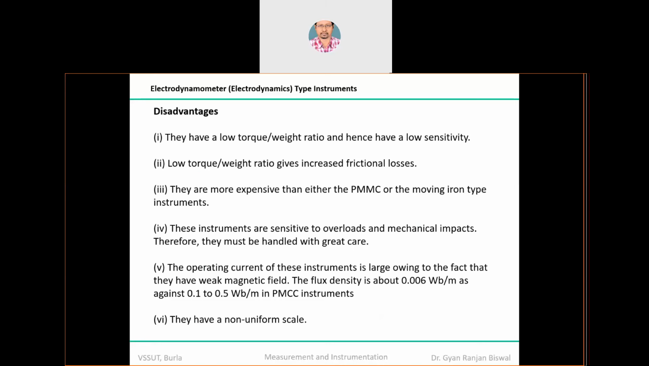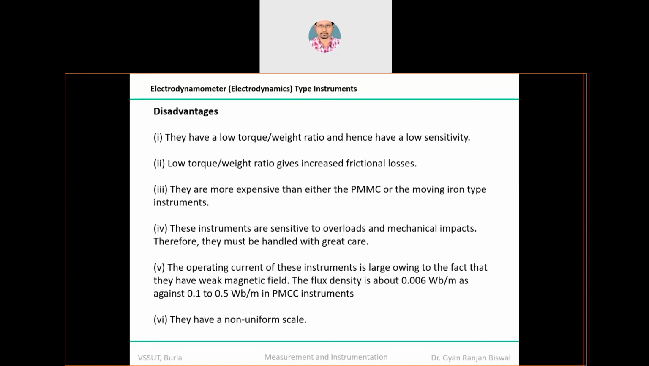Then number two, these kind of instruments, as far as the electrodynamometer type of instruments are concerned, are quite expensive as compared to the PMMC instruments or even the moving iron type of instruments. So cost is a factor. You have to manage with it. Otherwise, as far as the AC measurement is concerned, it will give you very accurate results.